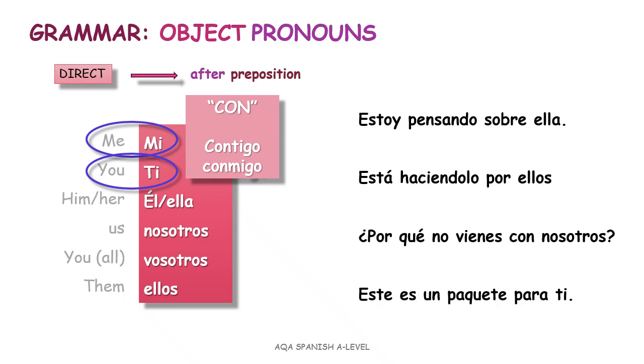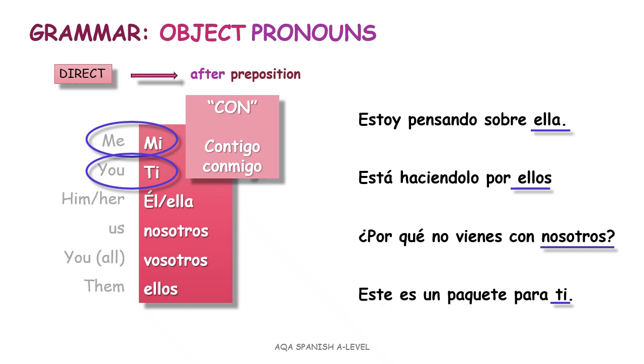Let's see some examples. "Estoy pensando sobre ella." I'm thinking about her, "ella". O "está haciéndolo por ellos." He or she is doing it for them. "¿Por qué no vienes con nosotros?" Why are you not coming with us? "Con nosotros", like with we. O "este es un paquete", this is a parcel for you, "para ti".